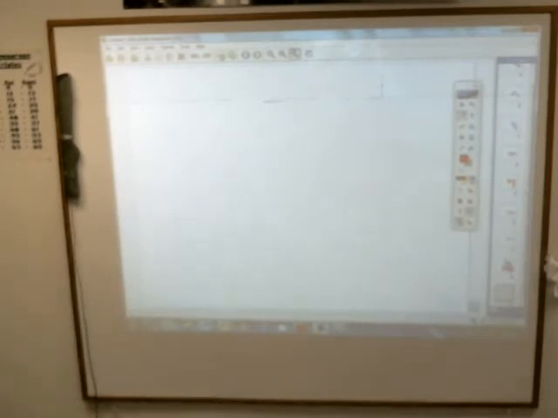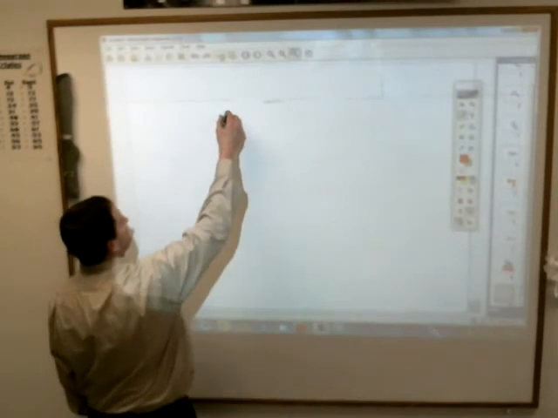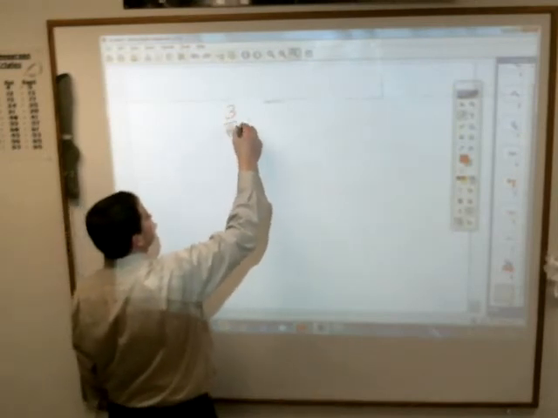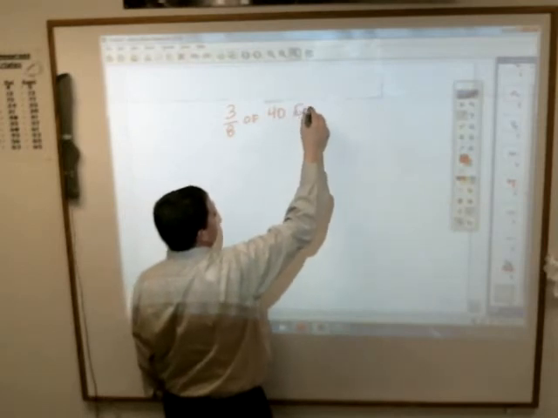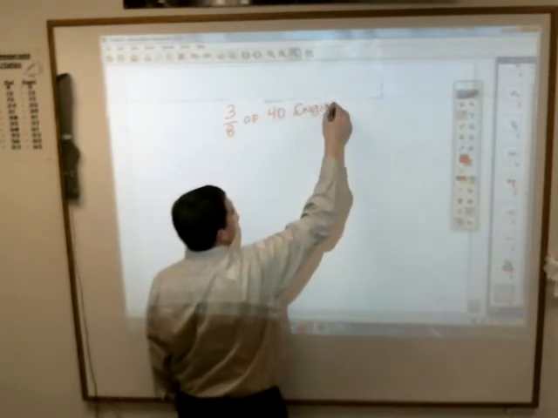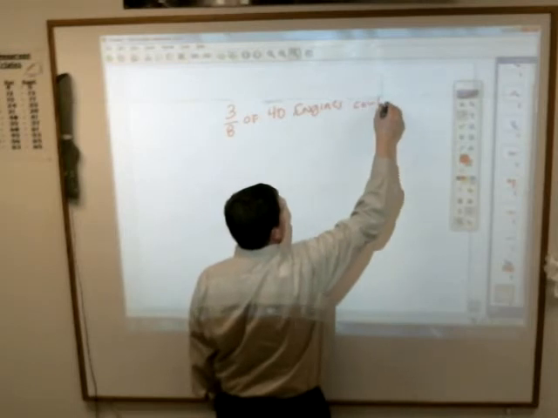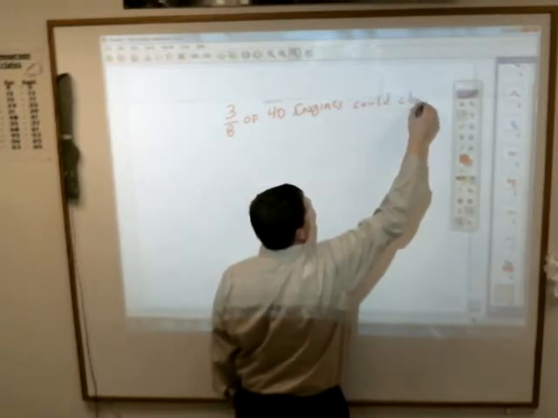How about this? Oh boy, maybe not. 3/8 of the 40 little engines could climb the hill. I'll just put engines, I don't need the word engines. Could climb the hill?